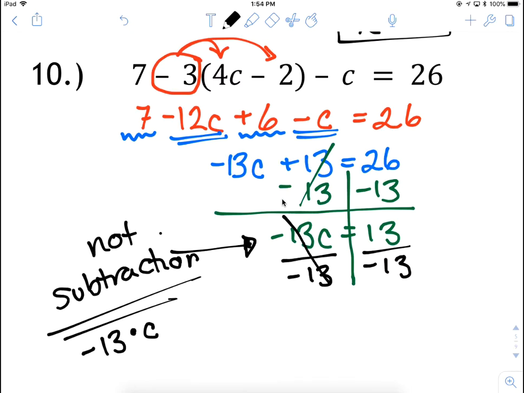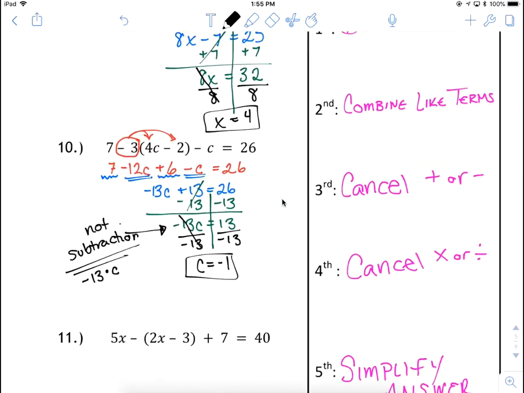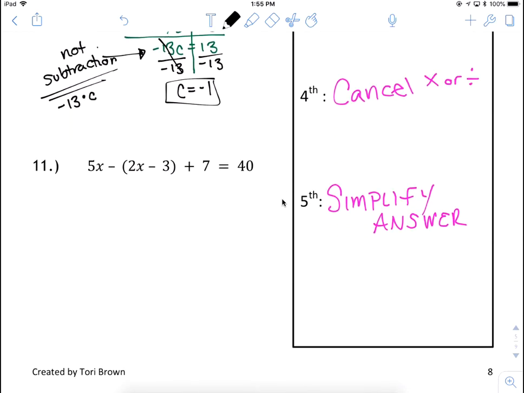So if I type that in my calculator, 13 divided by -13, that's going to give me a 1, except it will be negative in this case. So my answer is -1. Okay. All right, last problem.